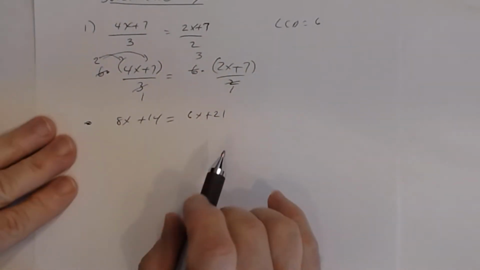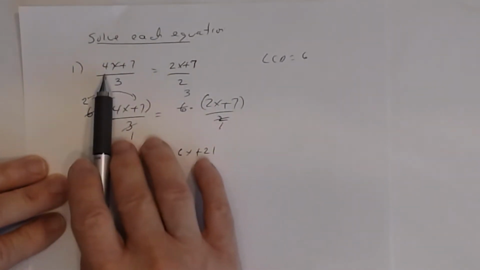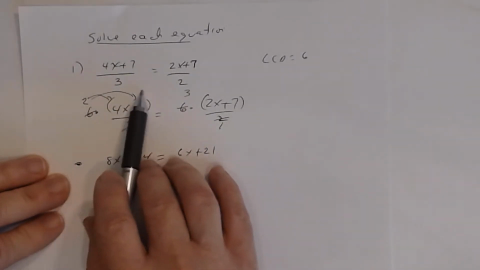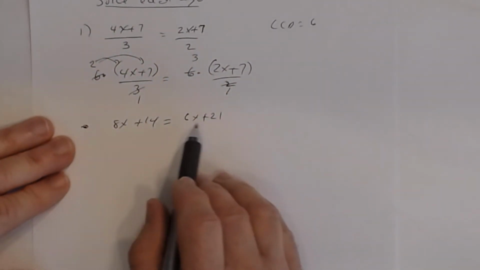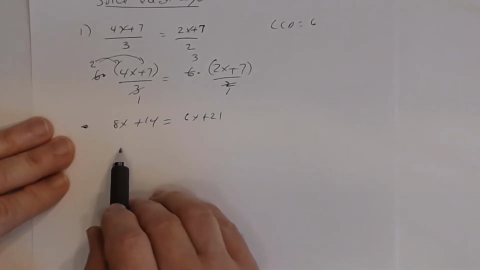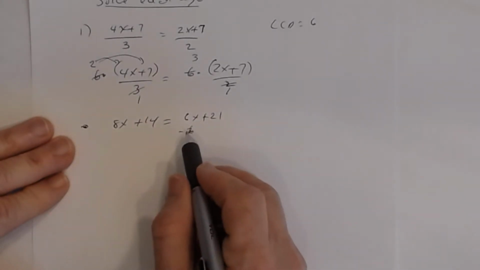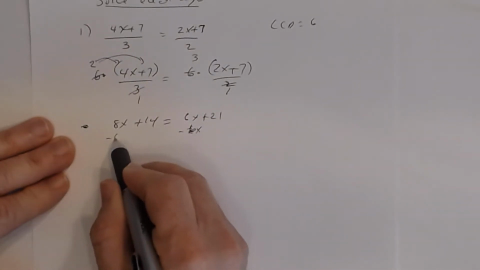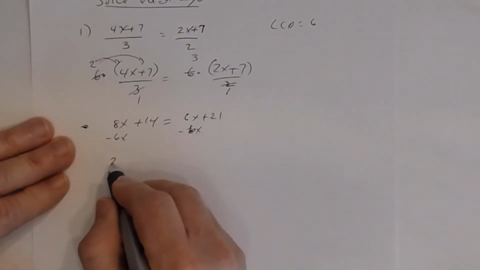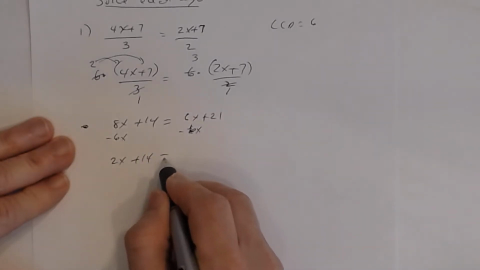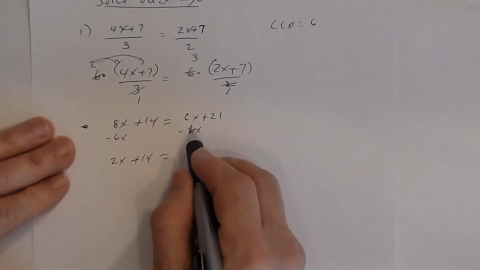Okay? And now notice I went from an equation that had fractions to a linear equation with no fractions. So all you're going to do now is bring all the variables to one side, constants to the other. So you can subtract 6x from both sides. 8x minus 6x is 2x plus 14 equals, and then 6x minus 6x is 0.